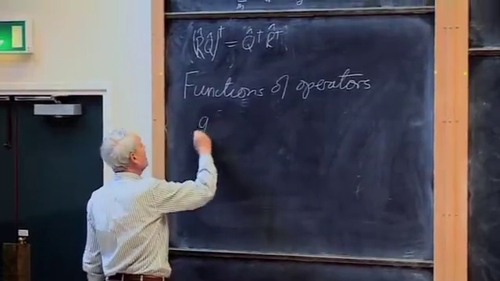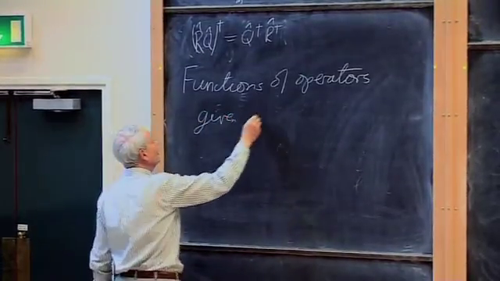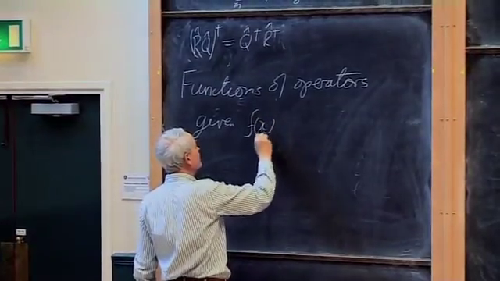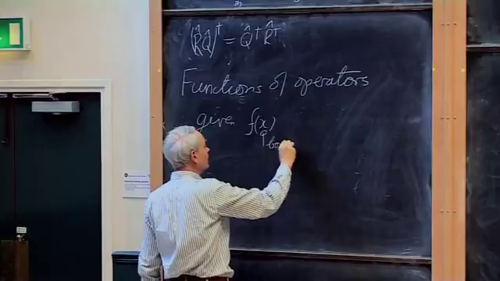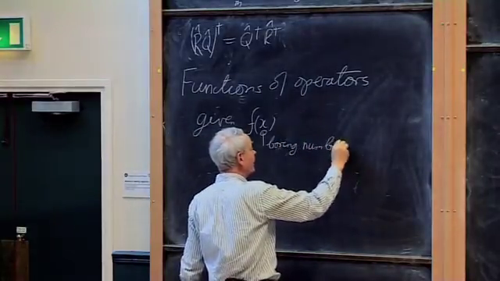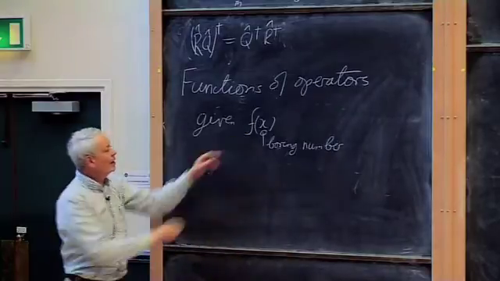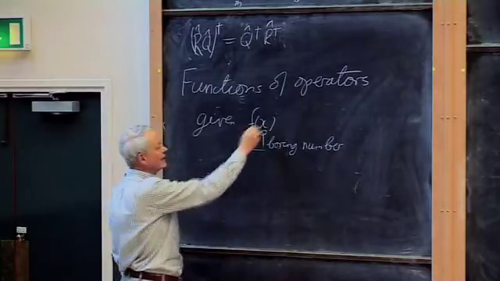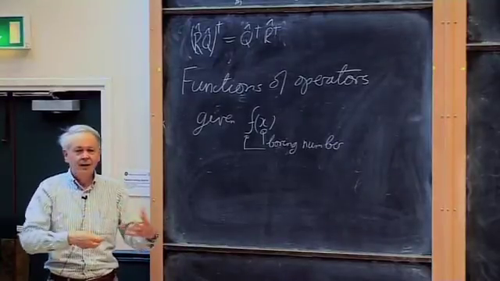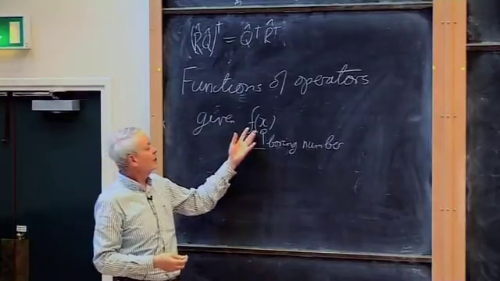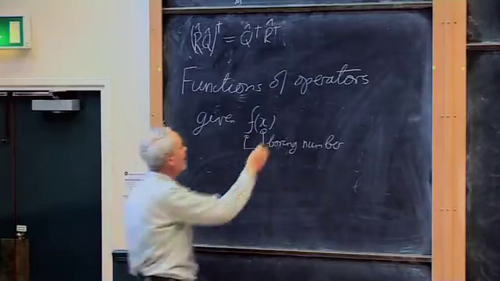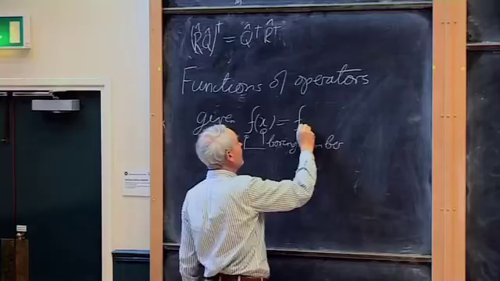So we're going to imagine we're given f of x. At the moment, this is just a boring number. Suppose we're given a function. This is a boring number, and that's a boring number, right? I'm just giving an ordinary complex valued function of a complex valued number, say, right? And let's imagine that we can Taylor expand this.